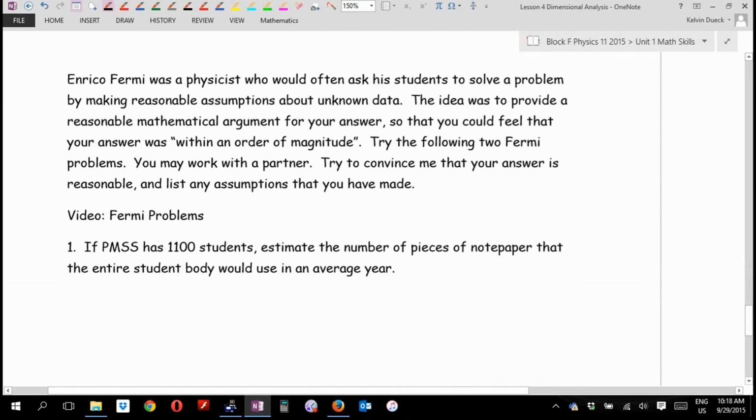Enrico Fermi, one of my nerd heroes, was a physicist who would often ask his students to solve a problem by making reasonable assumptions about unknown data. In fact, he was brilliant at it. He was very, very famous for making 15 or 20 estimations in his head and coming up with an answer to an obscure question and being really, really close. Let me give you one of his most famous ones.